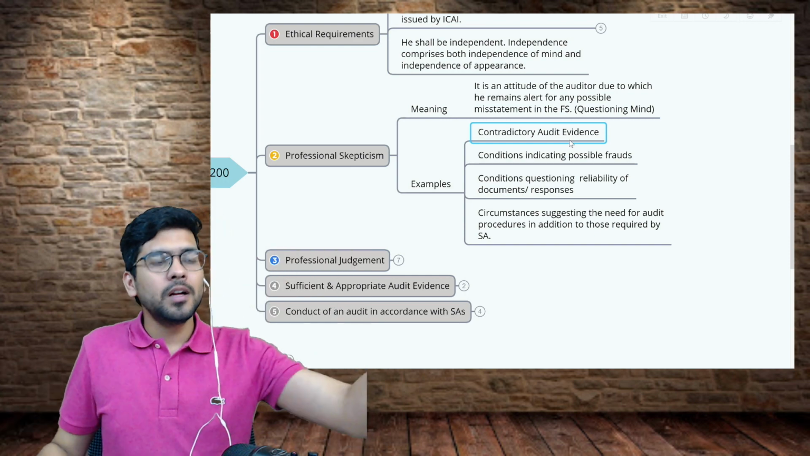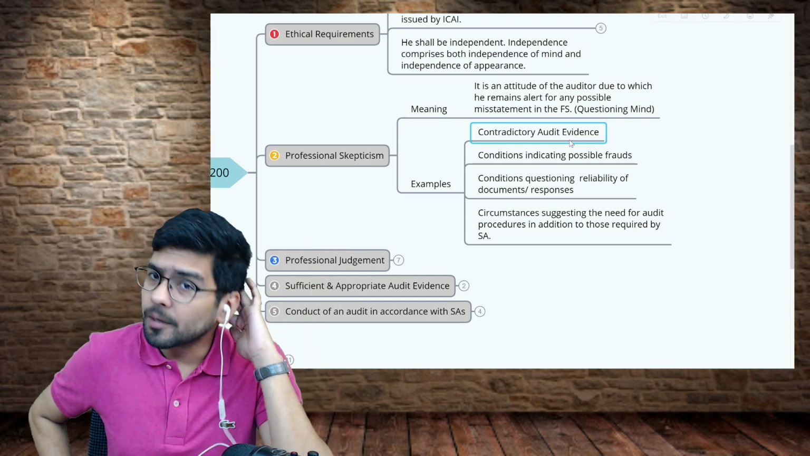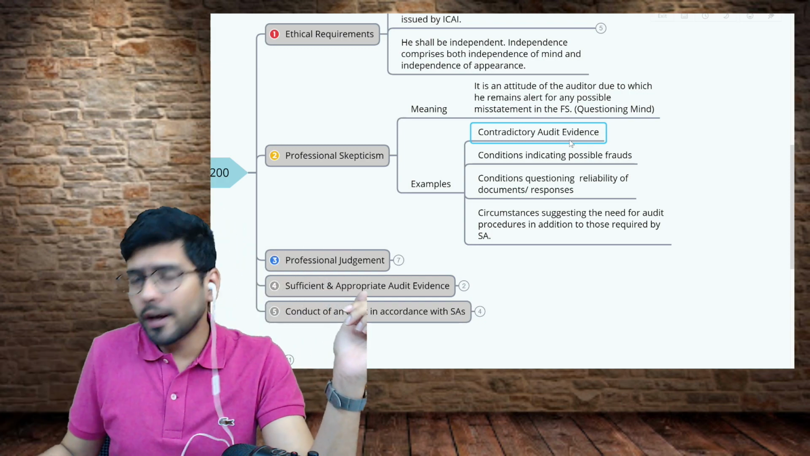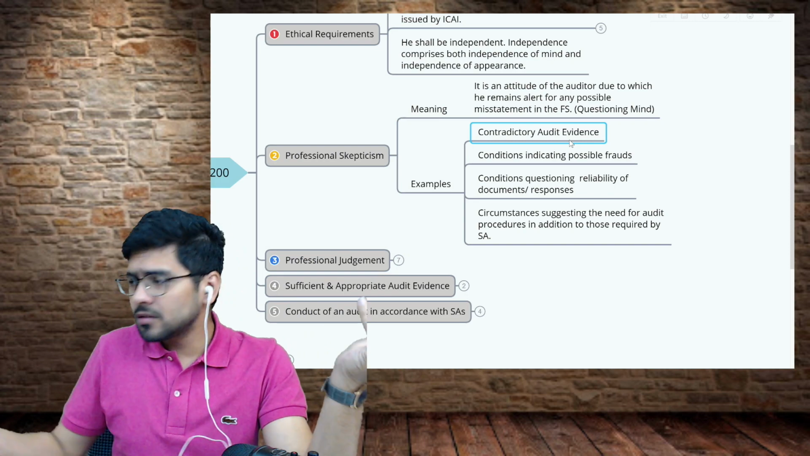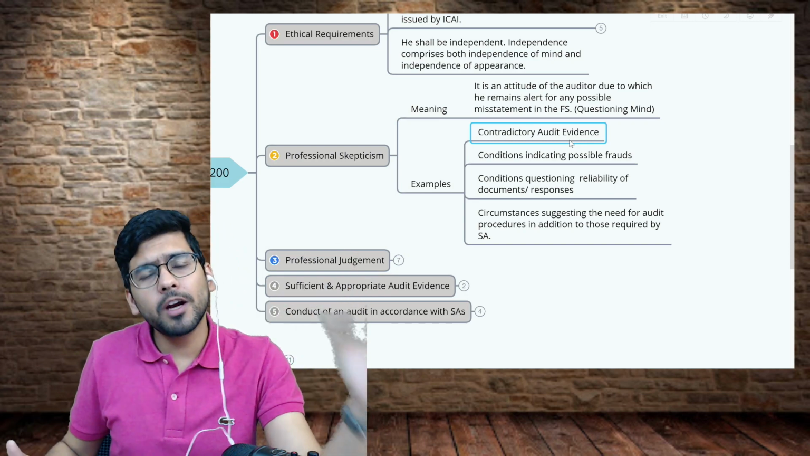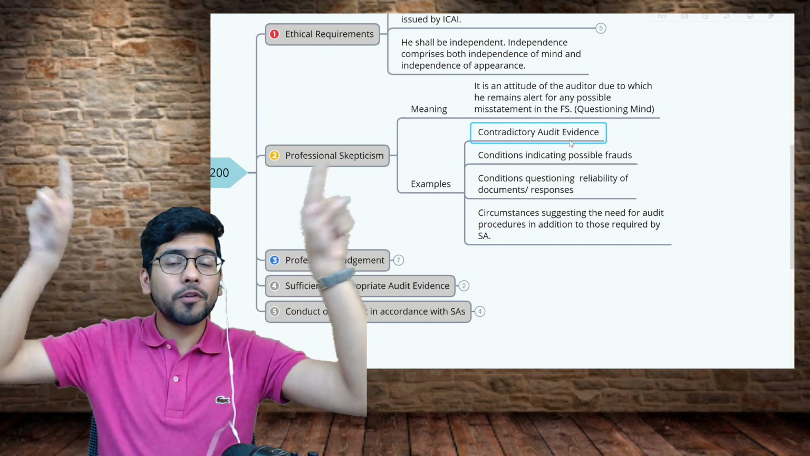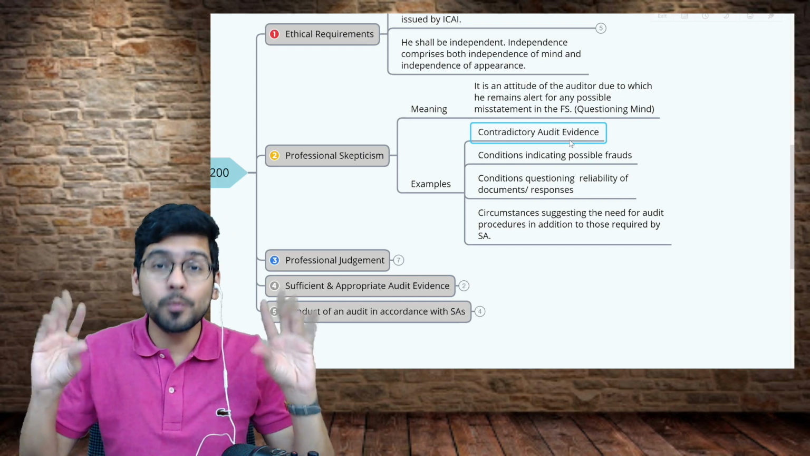Let's say the director told me we make BRS every day, bank reconciliation statement. Now when I spoke to the accountant, I told him to give me the BRS. He told me that no, we don't make BRS. In fact, the last BRS that we made was 6 years ago. So now this is something contradictory. Now my radar of professional skepticism should be on. I should be alert now.